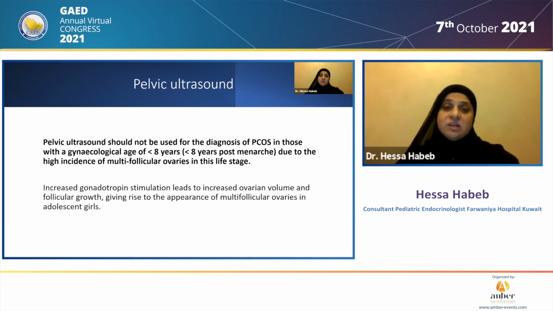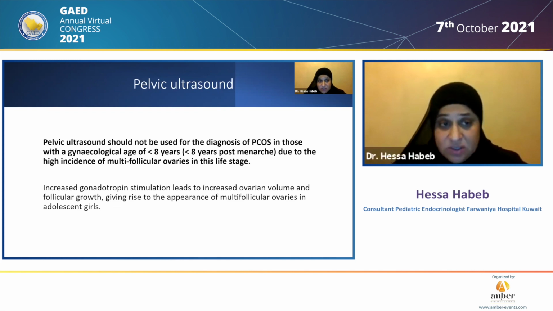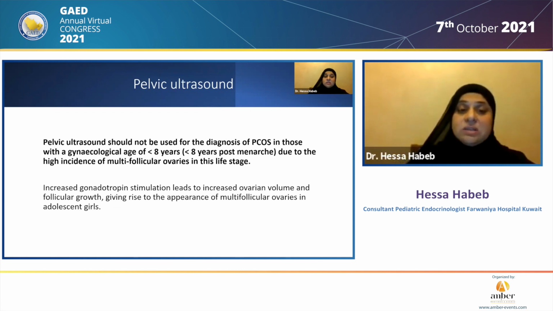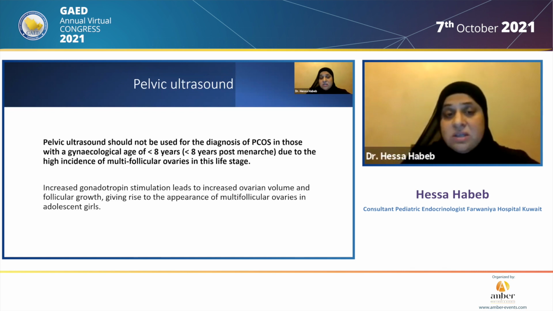What about the pelvic ultrasound? Pelvic ultrasound is there in the adult guidelines, but in adolescents, pelvic ultrasound should not be used for the diagnosis of PCOS in those with gynecological age less than 8 years, due to the high incidence of multifollicular ovaries in this life stage. As you know, increased gonadotropin stimulation leads to increased ovarian volume and follicle growth, giving rise to the appearance of multifollicular ovaries in adolescent girls. So we need to delay the pelvic ultrasound till 8 years post-menarche.